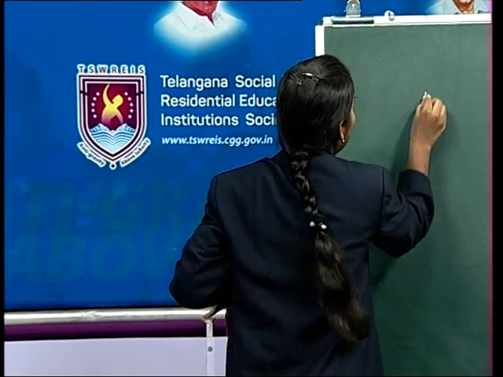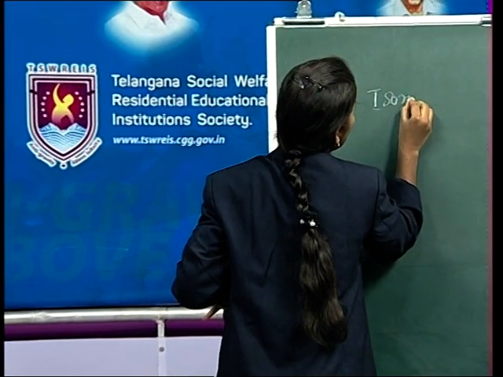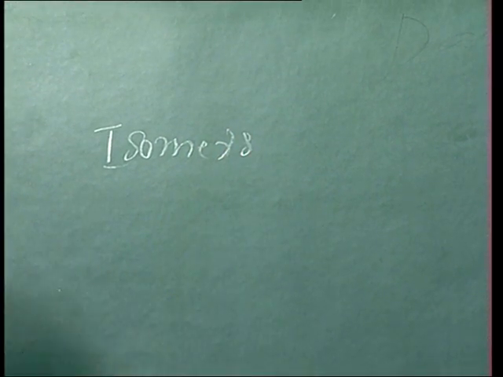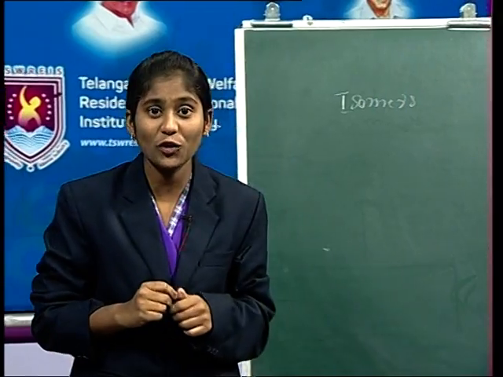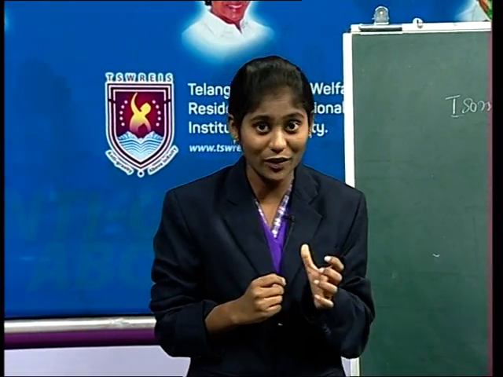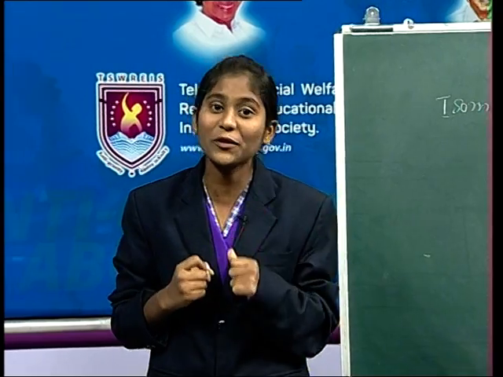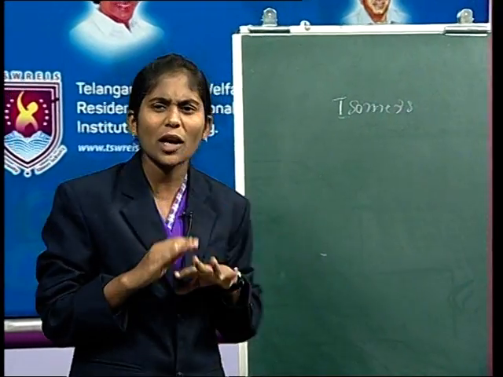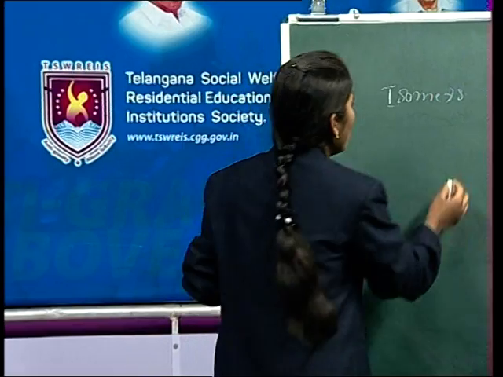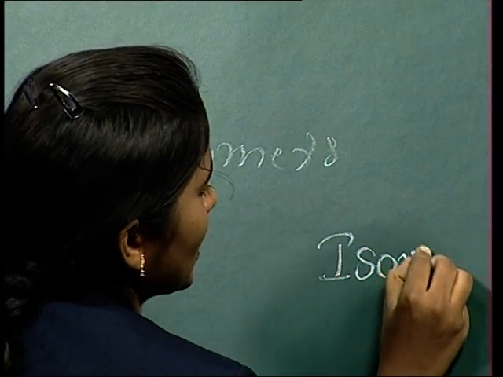So friends, isomers are nothing but compounds that have the same molecular formula but a different structure. Yes, exactly. You are very brilliant TSWREIS. Here the compounds that have the same molecular formula but are structurally different in some way are called isomers. So friends, now we discuss isomerism.